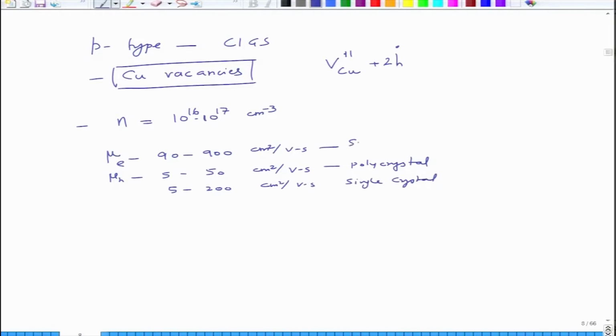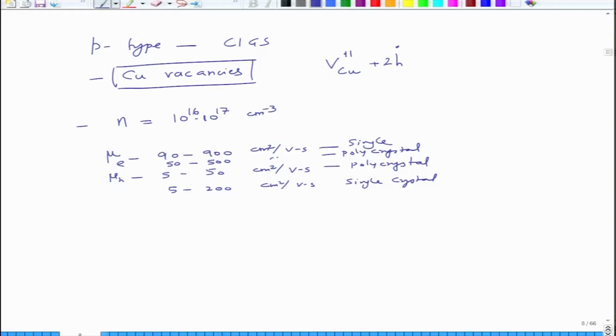This is also in single crystal. In polycrystals, these values will change to about 500 or so. So, generally 50 to 500 in polycrystal. So, these are not too bad values, they are better than, for example, the values of polycrystalline silicon. So, it is not a bad material in terms of electrical behavior.